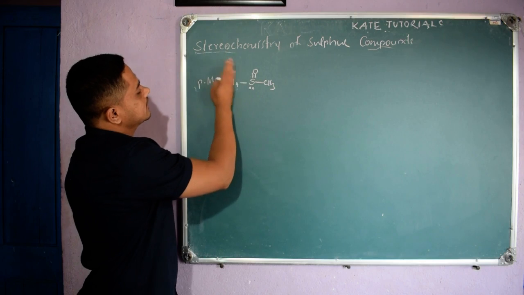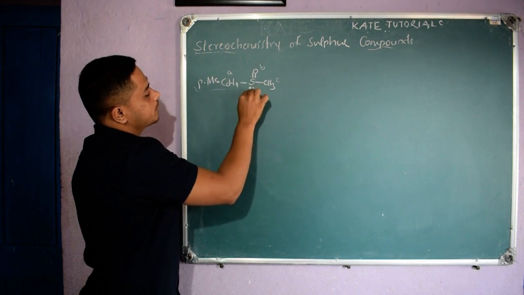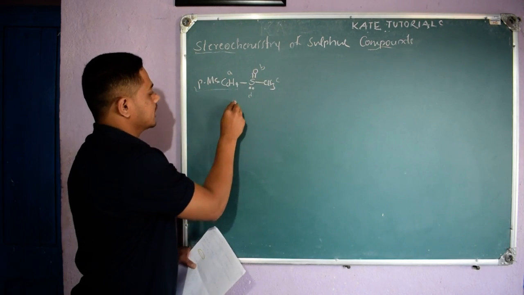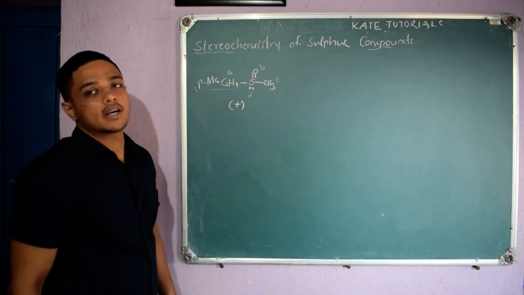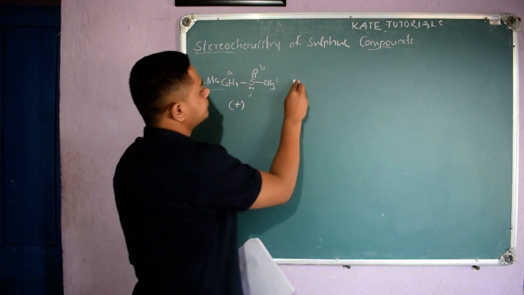If you see, this is A, this is B atom, oxygen, this is C atom, and this lone pair D. So all four are different, so it will be optically active, and they checked it. It rotates the plane polarized light towards the right side. So it is dextrorotatory, we denote it by plus.